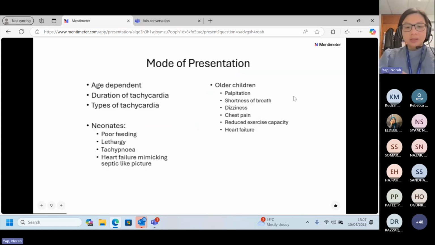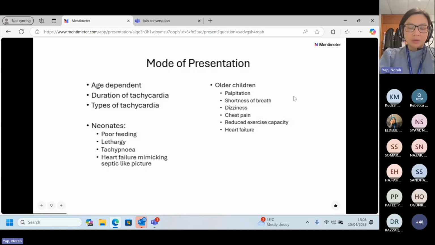Okay, so in terms of mode of presentation of arrhythmia, it depends on the age of the patient, how long the patient has been having the tachycardia, and also the type of tachycardia. If it is a child, they will be able to tell you that they have palpitation and other symptoms like shortness of breath, dizziness, chest pain, or they can't really do much when they're having this tachycardia, and sometimes they can present with heart failure as well.